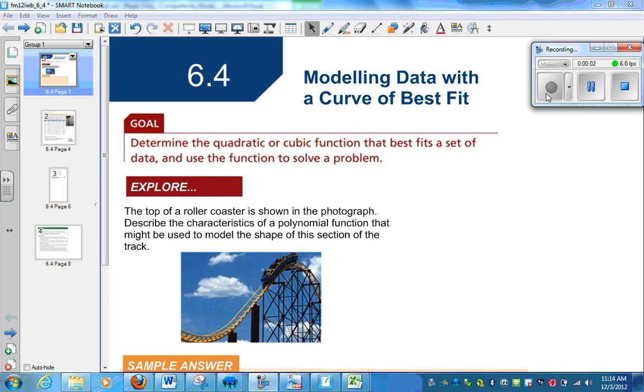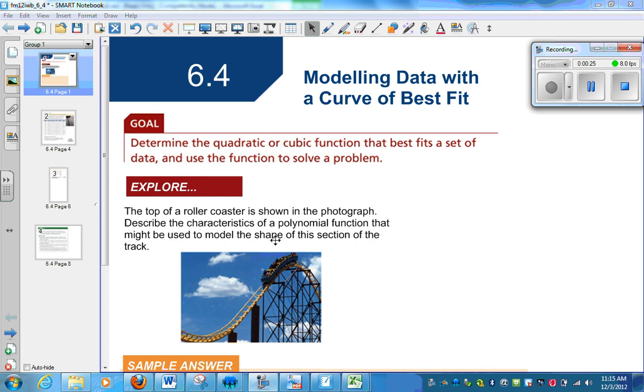Section 6.4, modeling data with a curve of best fit. So now we're talking about curves. We're going to look at quadratic or cubic functions that best fit a set of data. So look at this roller coaster. What we want to know is the characteristics of the polynomial function that might be used. We're really calling on that information we learned in section 6.1 and 6.2.